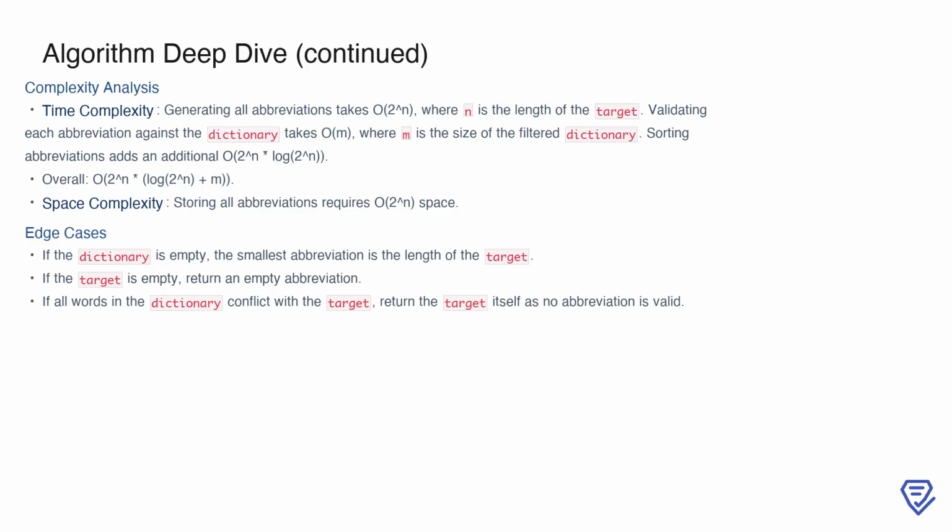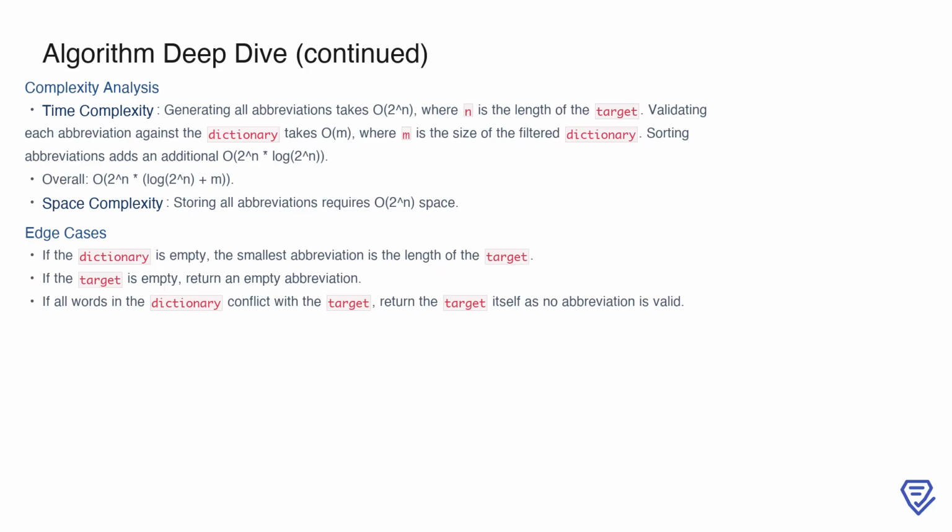Combining these factors, the overall time complexity is O(2^n * log(2^n) + m). For space complexity, storing all 2^n abbreviations requires O(2^n) space. The algorithm also handles several edge cases.